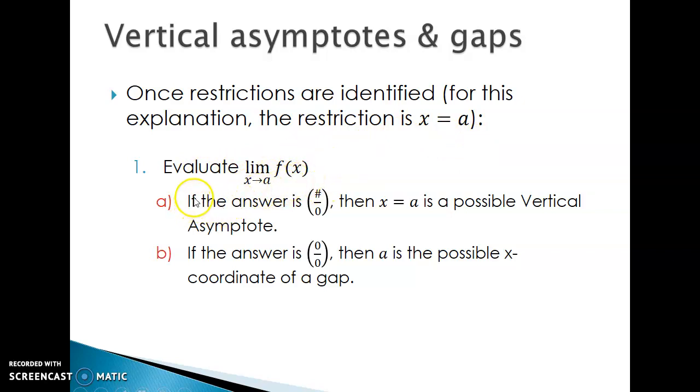We have two different possible answers. If the answer of that limit is a number over 0, then x equal to a is going to be a possible vertical asymptote, and you need to do something else, which I'll explain later. Or if the answer is 0 over 0, then a is a possible x-coordinate of a gap.